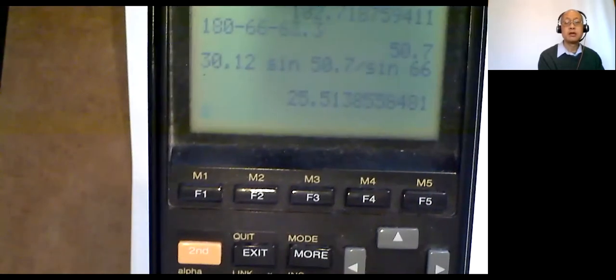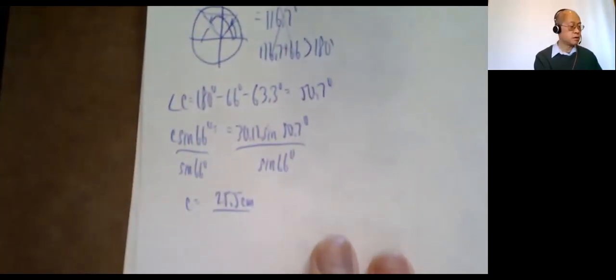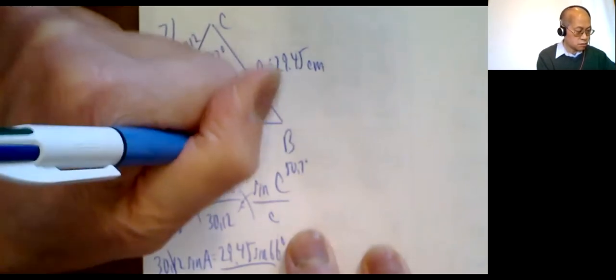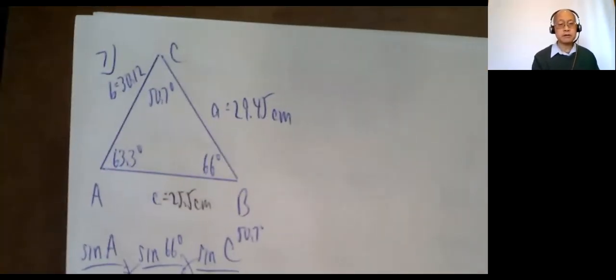Okay, so 30.12 sine 50.7 divided by sine 66. That's 25.5 centimeters. And we got it. Okay, the triangle is solved, all the sides and all the angles.